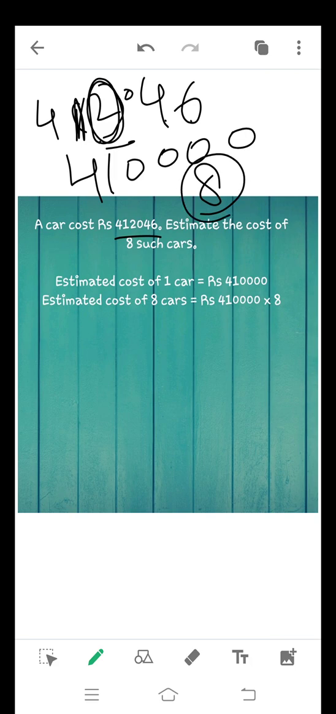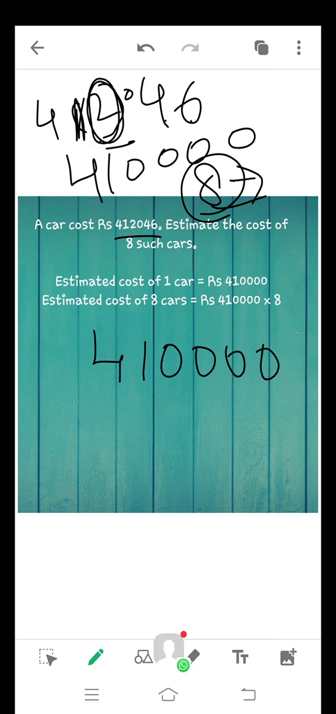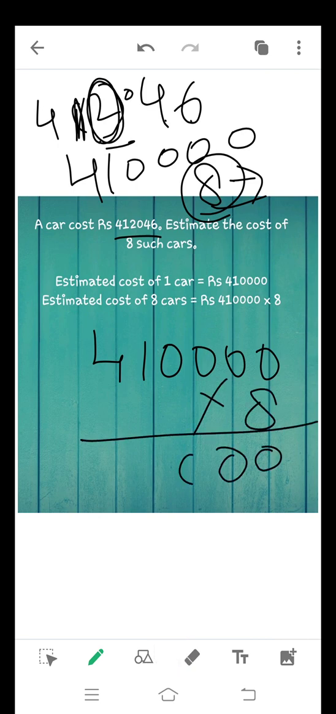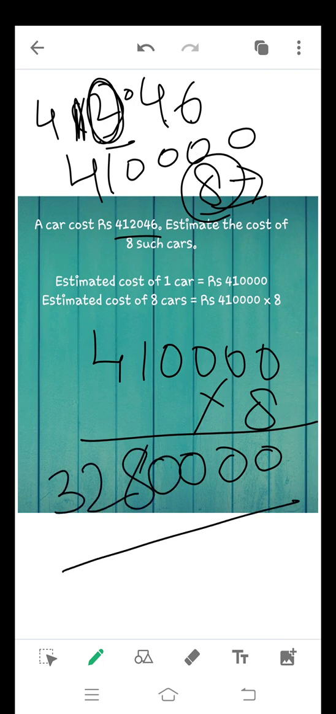8. Now this is 8. 8 will remain the same. Now the statement is: estimated cost of 1 car is equal to 4,10,000. Estimated cost of 8 cars is equal to 4,10,000 multiplied by 8. So multiply it. 8 zeros are 0, 8 zeros are 0, 8 zeros are 0, 8 ones are 8, and 8 fours are 32.